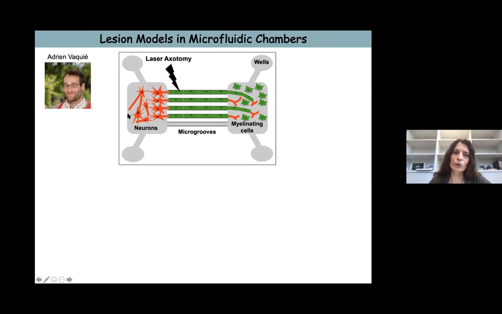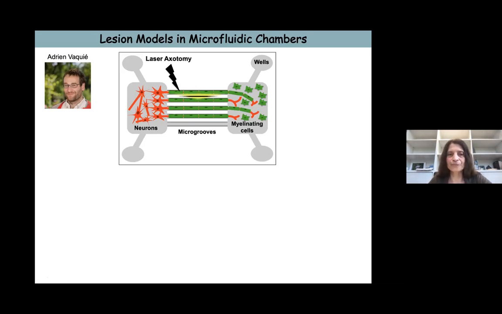And he also used lentiviruses to label the neurons in red and the myelinating cells in green. So we can do live cell imaging, time-lapse imaging, and follow axonal regrowth. We can follow the interaction between the two cell types. So it's really a very nice system to test different hypotheses.